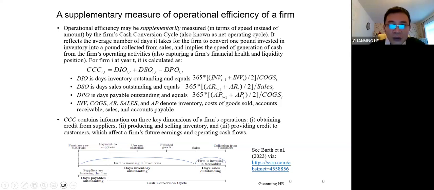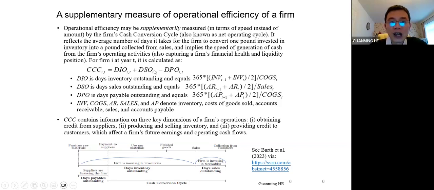Let's look at this figure. The cash conversion cycle corresponds to the period from the point when the companies pay the suppliers for the raw materials to the point when the companies manage to collect the cash from the consumers. And it is equal to the whole operating cycle, which is the sum of these two items, minus the days payable. If the period is short, that means the companies will have a high financial health and good liquidity position.